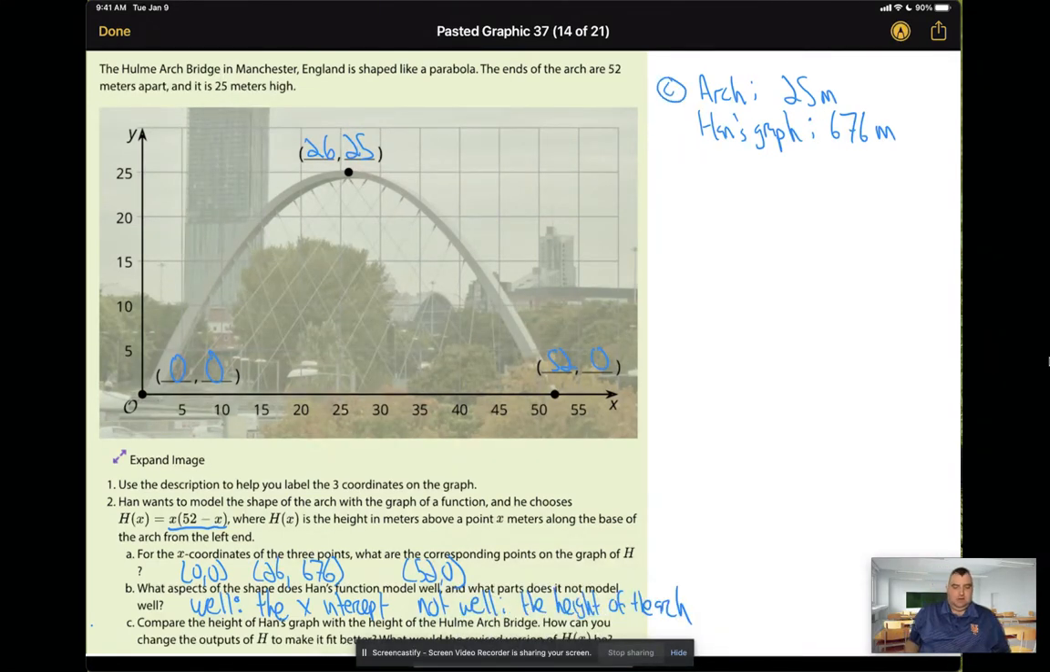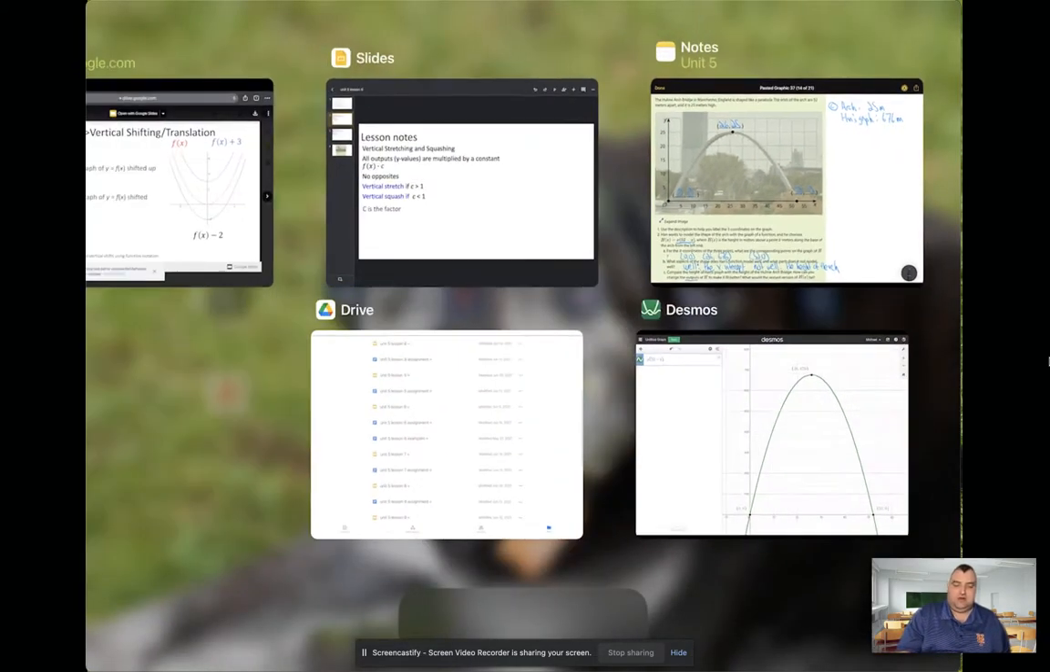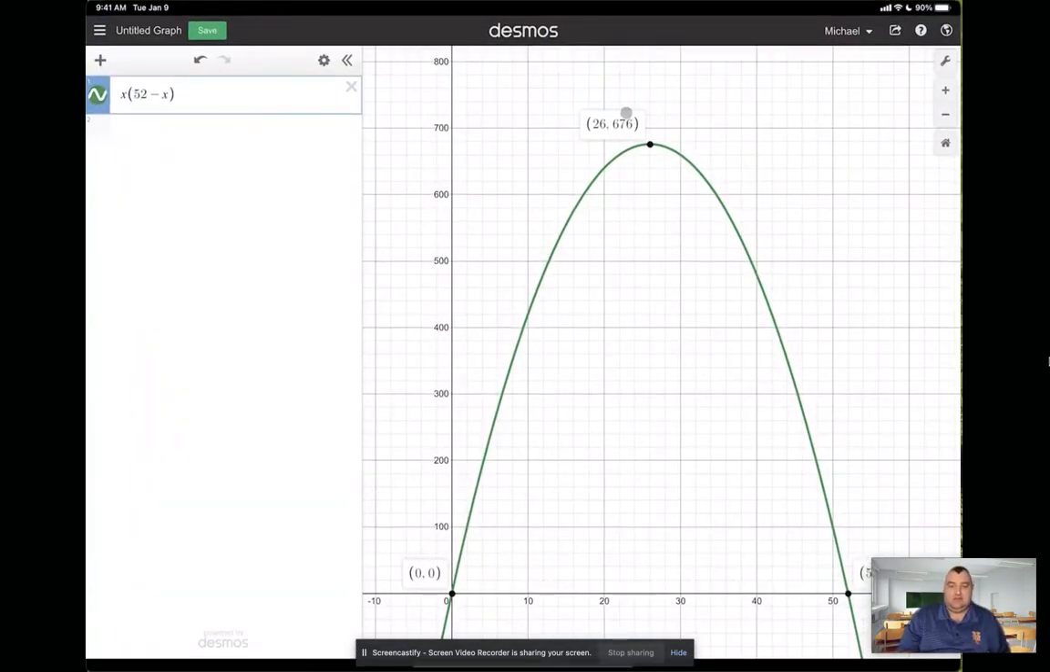How can you change the outputs of h to make it fit better? If I go back to the graph, I need to change this height. I need to change this output to make it model the height of 25 meters better. I can't just shift it down, because that's going to change the x-intercepts, causing these y values to move down as well, and that is exactly what we don't want. So the only way to do this is to compress it vertically, to squash it vertically.